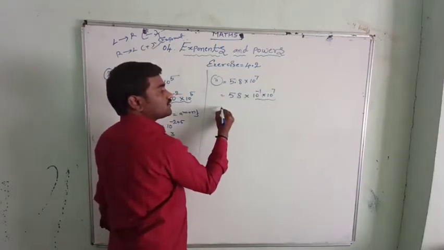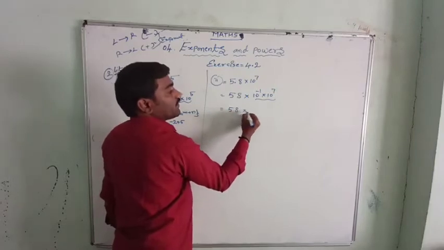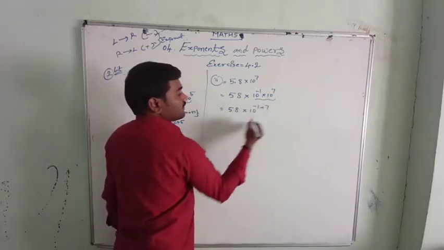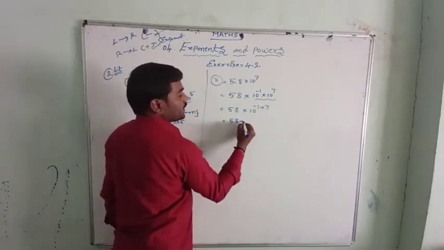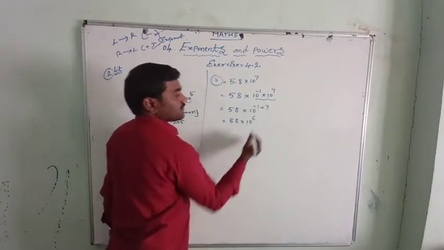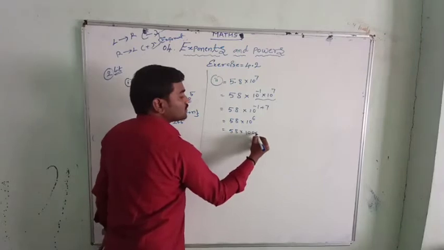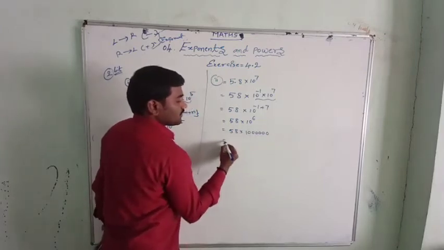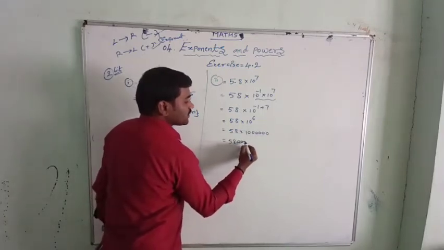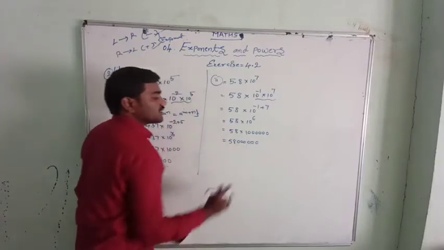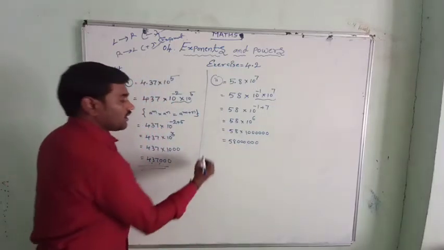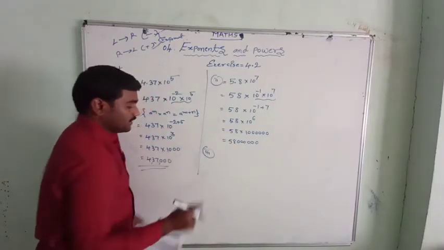Again the same formula we will use here. 58 into 10 to the power of minus 1 plus 7. That is equal to 58 into 10 to the power of 6. 7 minus 1 is 6. That means 58 into 1, 2, 3, 4, 5, 6 zeros. You write it completely, you multiply by 1 followed by 6 zeros. So this is the usual form. Simple. Now we go for the third one.